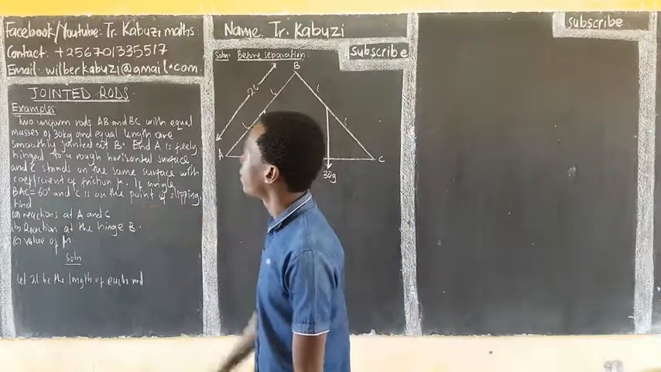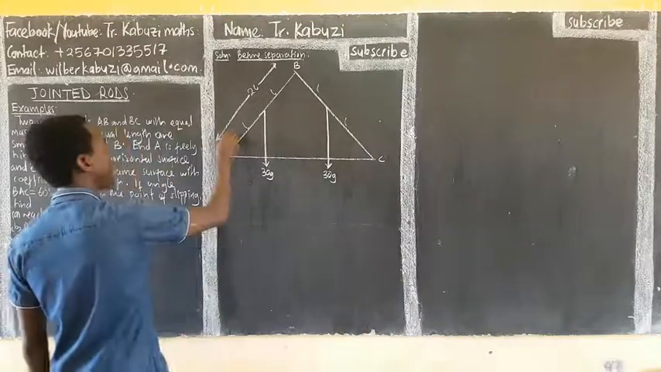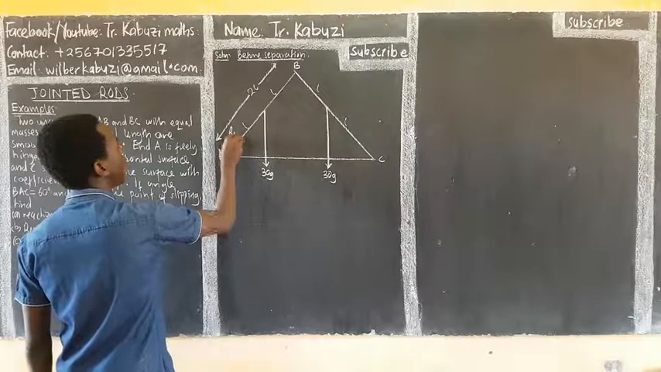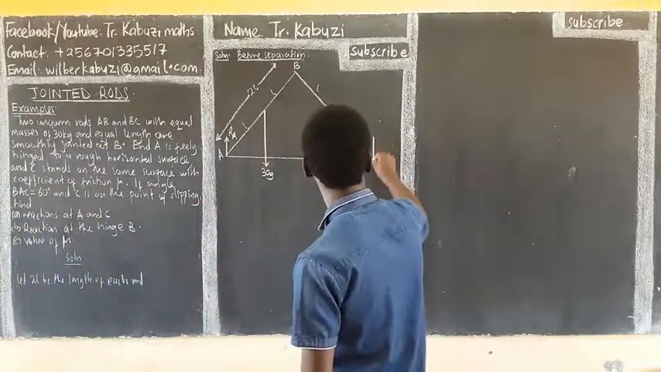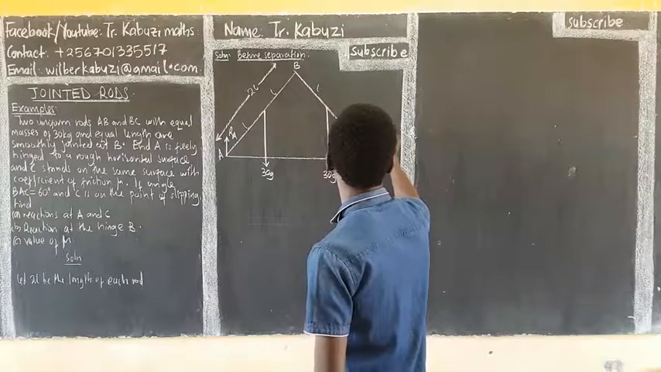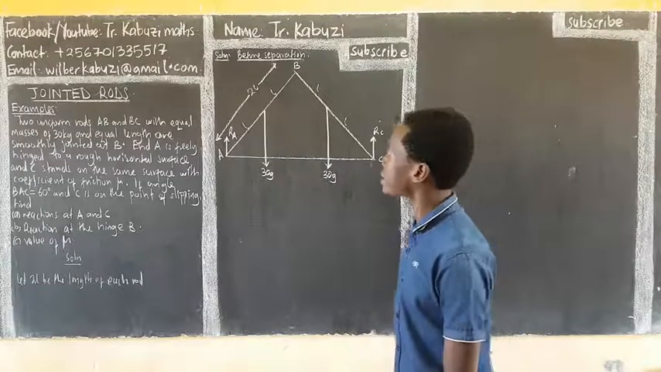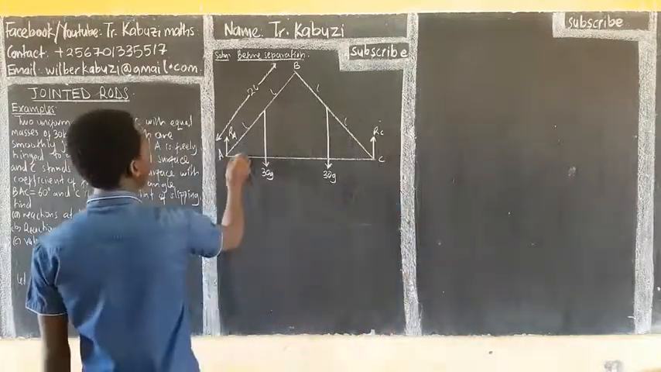And A is freely hinged at a rough horizontal surface. So this one is hinged, meaning that it is in contact with the surface. So expect reaction at A. And C also stands on the same surface. So it means that we expect reaction at C. Once there is contact, there is reaction. As simple as that. Okay, so these two are rough, meaning we are going to expect some friction.